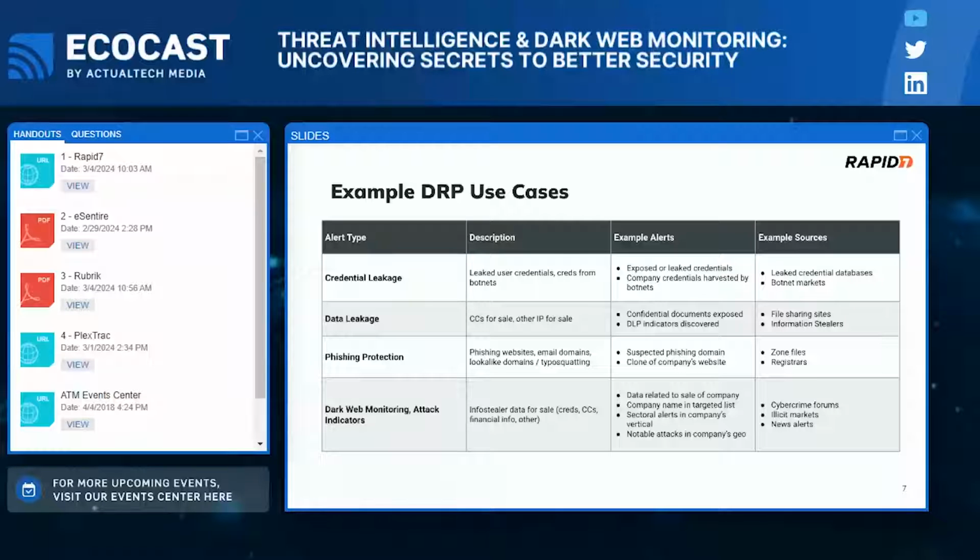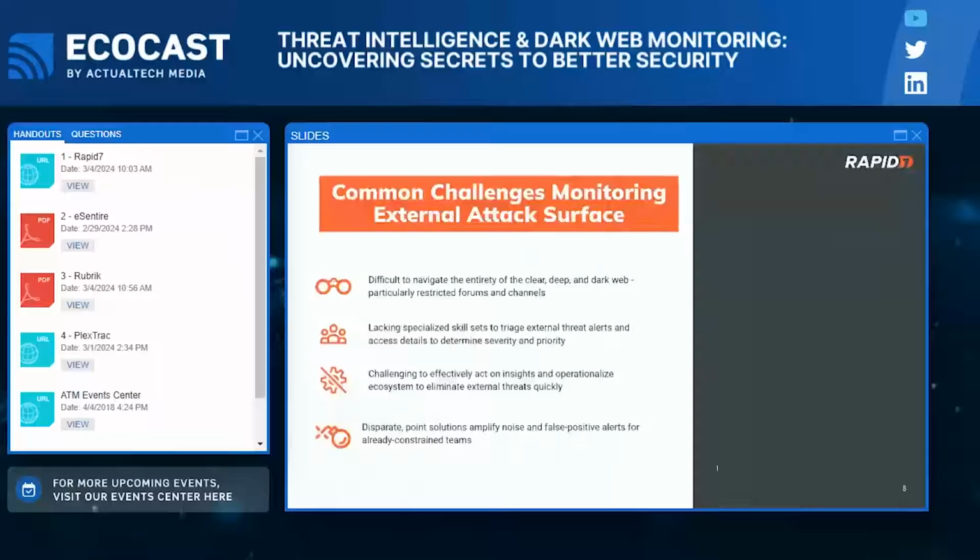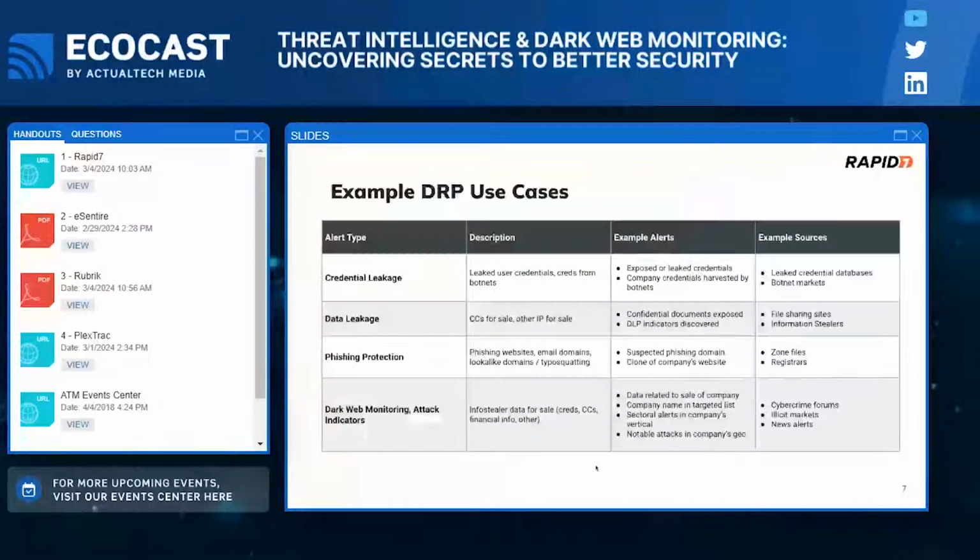And again, other info, stealer data for sale, targeted lists, things that would signal a very targeted attack against your organization, or other attacks that look similar to the vertical or the geo that you're in. Those sort of illicit activities, and again, we're able to penetrate with DRP into those illicit marketplaces to find that sort of activity. So just a sampling of some of the DRP use cases that you can expect.